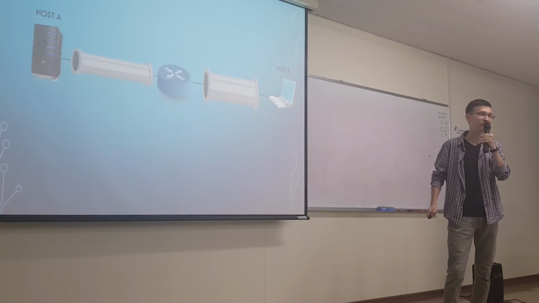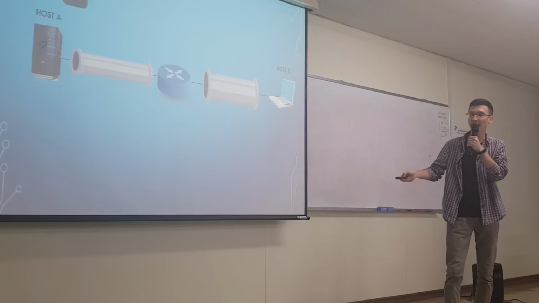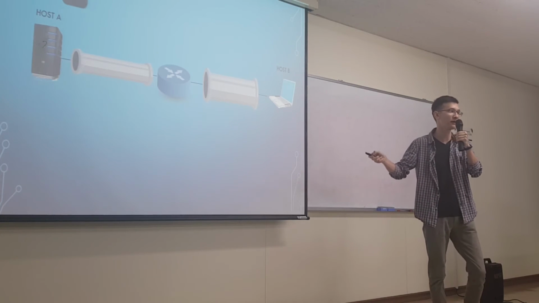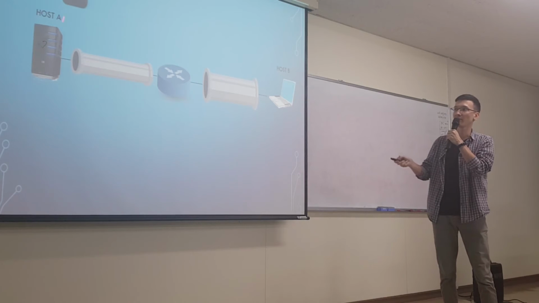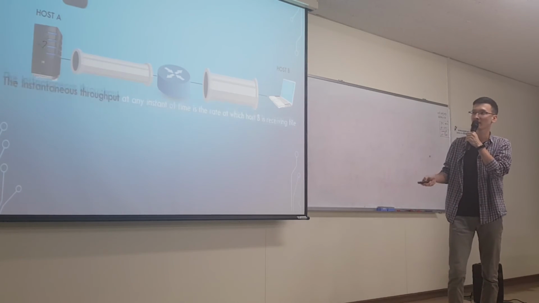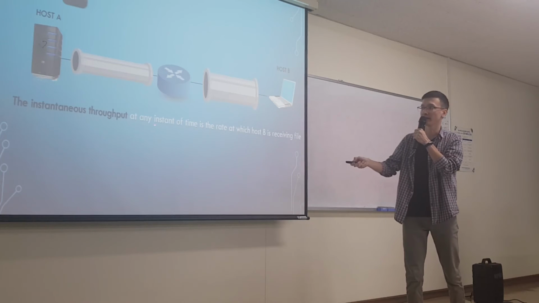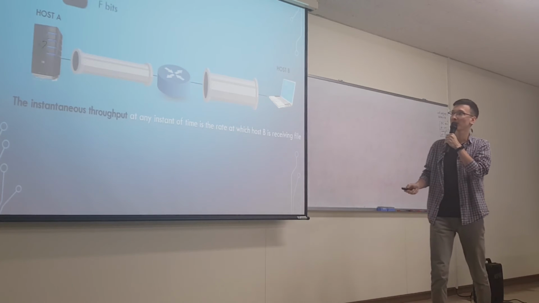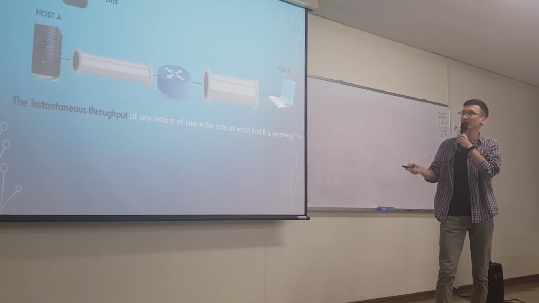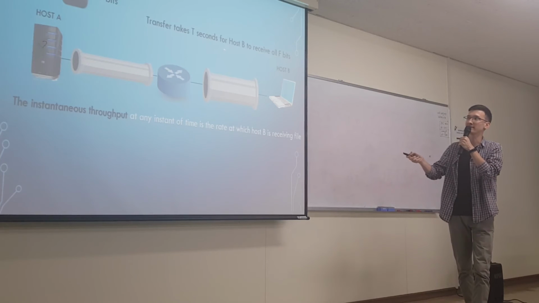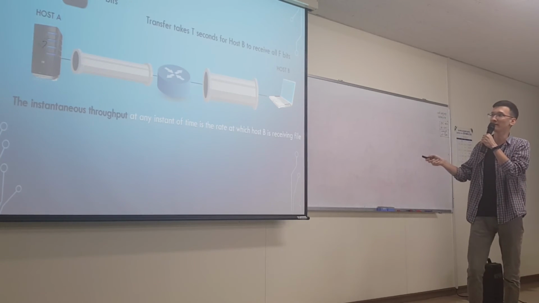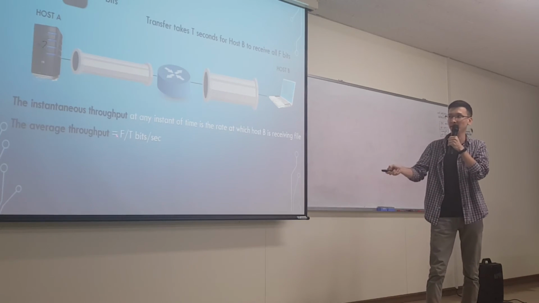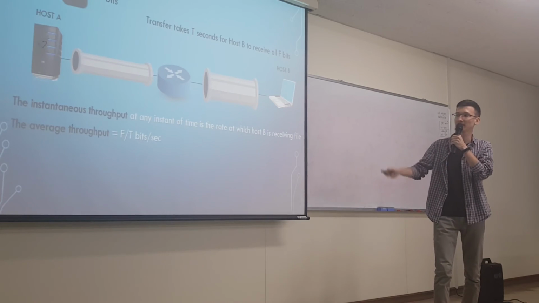The last thing, throughput. We have a server, and we have host A and host B, and we have one movie file. We want to send it from host A to host B. What happens? Here, the instantaneous throughput at any instant of time is the rate at which host B is receiving the file. Our file is F bits, and the transfer takes T seconds for host B to receive all F bits. So here the average throughput will be F divided by T.